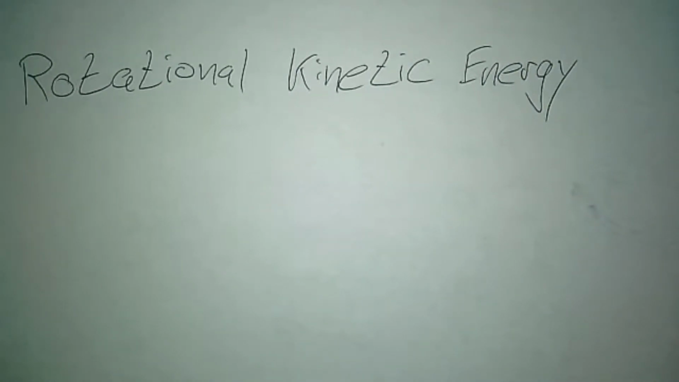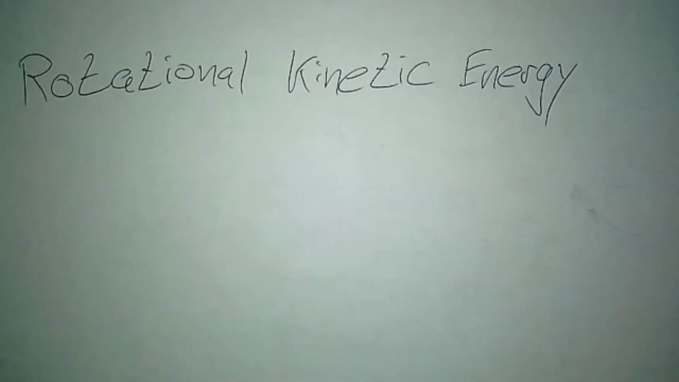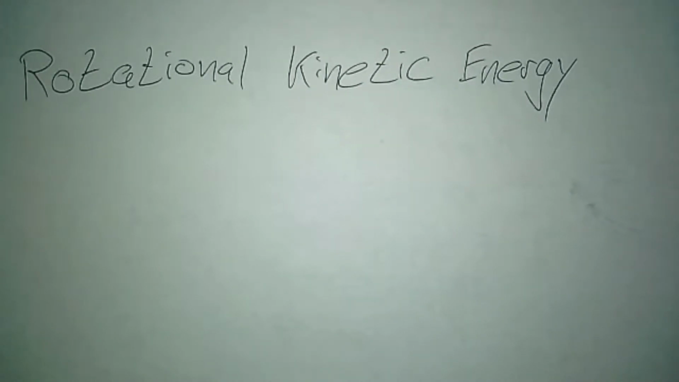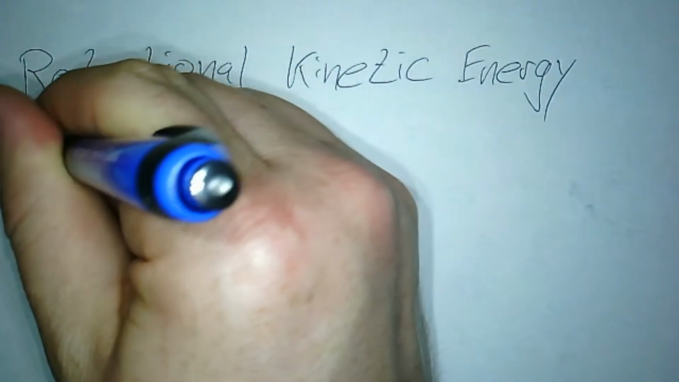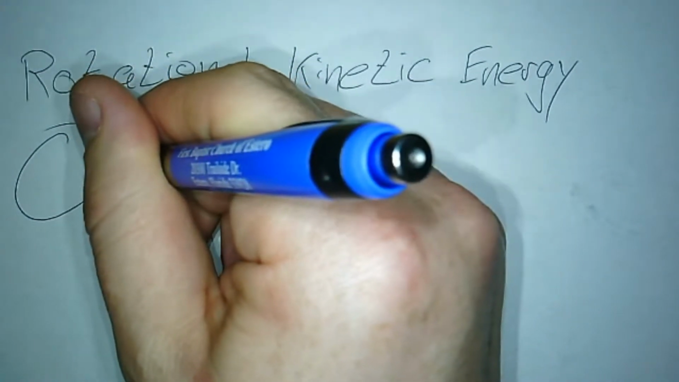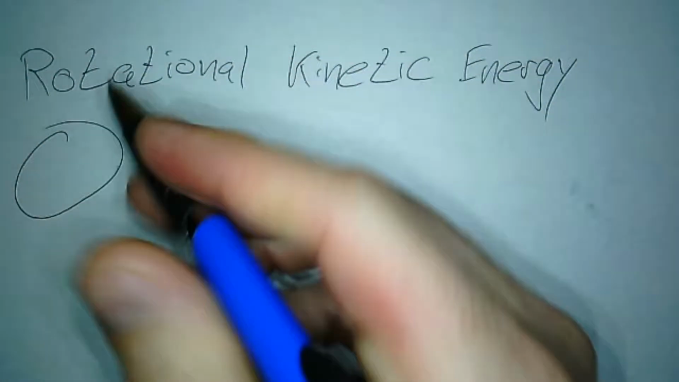All right, we're going to talk about rotational kinetic energy. Now, just like linear kinetic energy, when an object moves, it takes a certain amount of energy. When an object rotates, it takes a certain amount of energy. So let's draw ourselves a ball, and let's talk about a piece of mass somewhere out here on the edge.